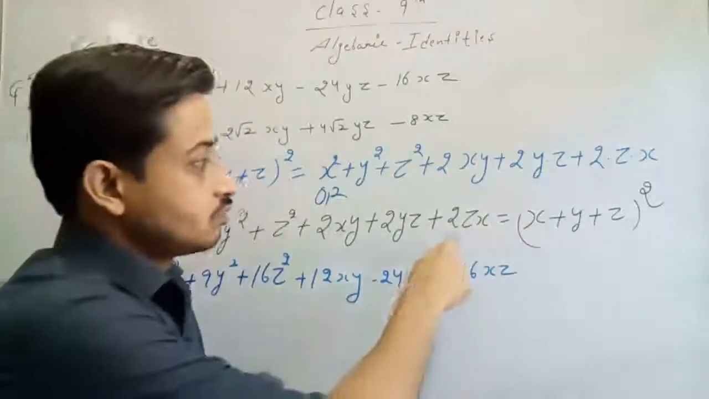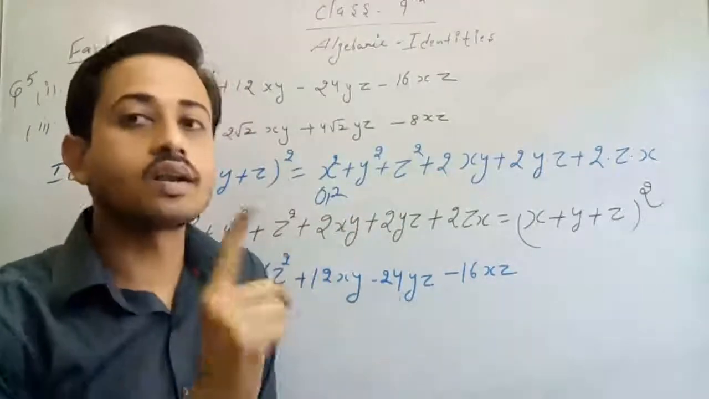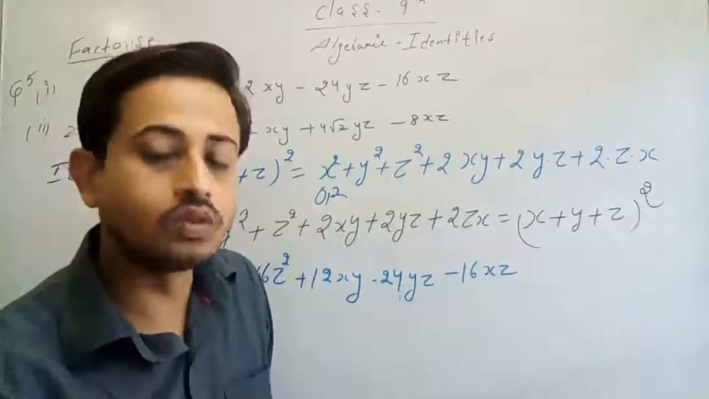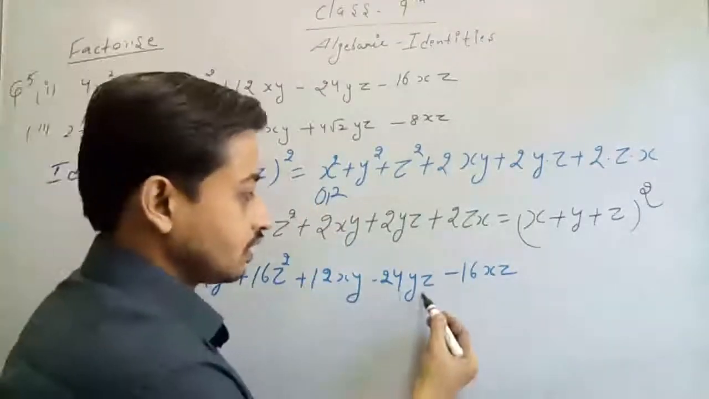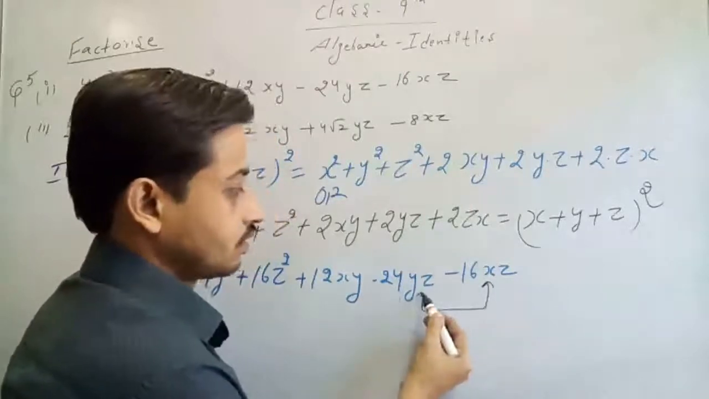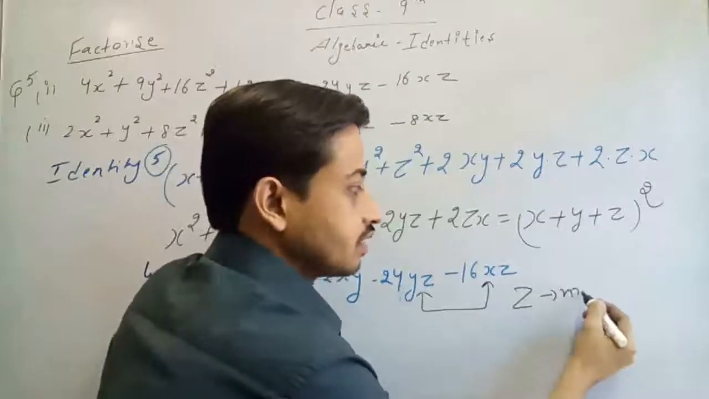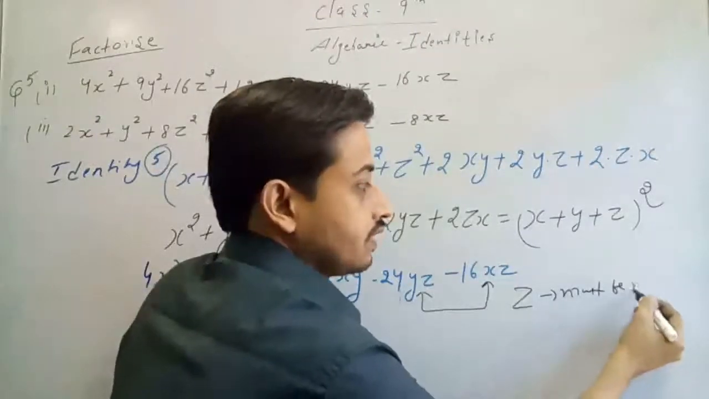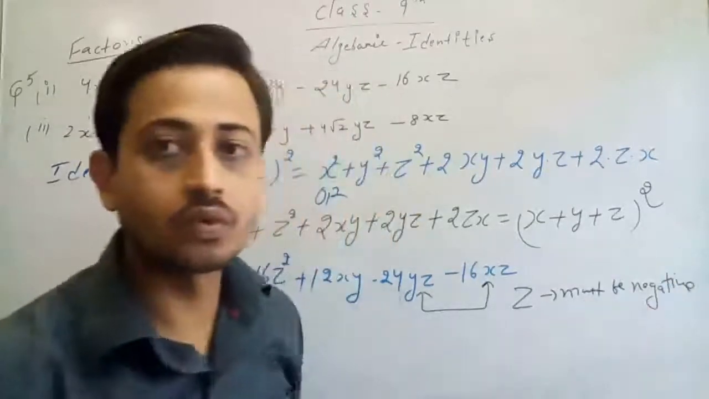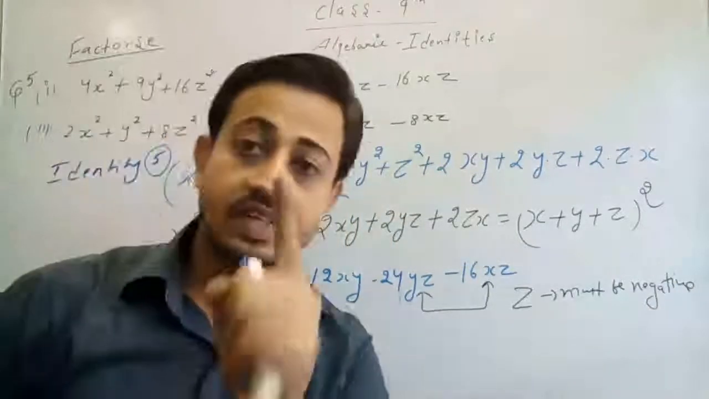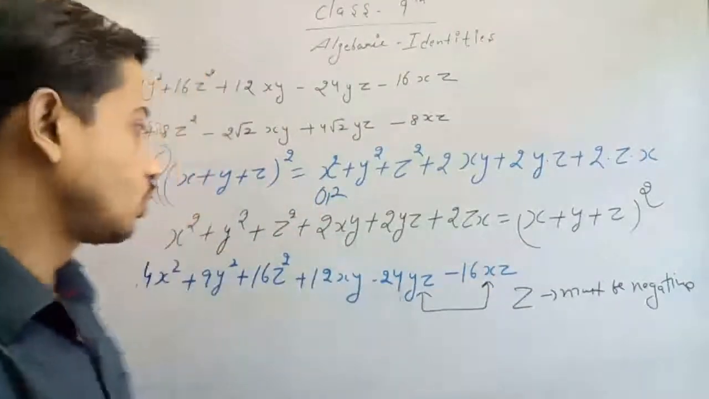Now look at the next term, 2zx is equal to negative 16xz. It means there is also one negative term. So what we have to do is find out the common term between them. The common term is z. So it indicates z must be negative. So we have to take the sign of z as negative to match the question according to the identity. So do the comparison.